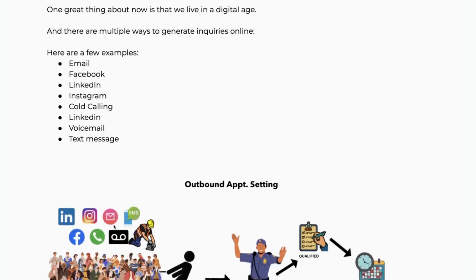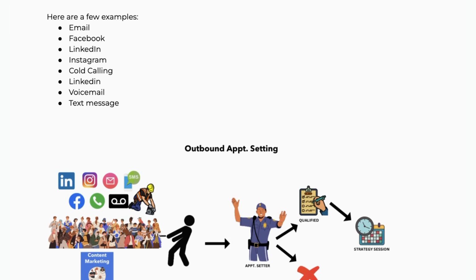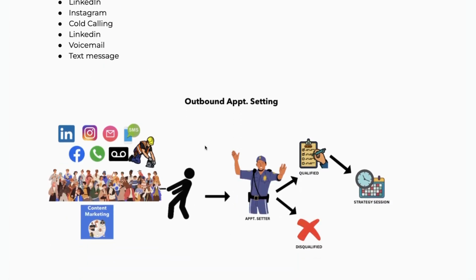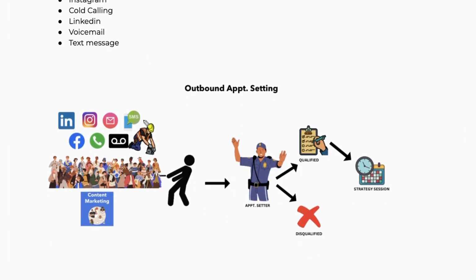And there are multiple ways to generate inquiries online, right? The ways you can generate inquiries online are via email, Facebook, LinkedIn, Instagram, cold calling. There's voicemail, there's text messages, and many, many more, right? And just to show you a visual example of what an outbound setter actually does, they're generating traffic, right? They're going out and they're headhunting.